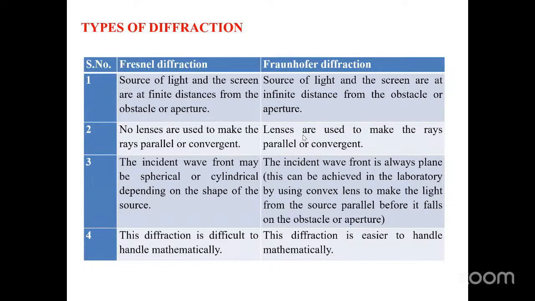We have been discussing two types, Fresnel and Fraunhofer diffraction. In Fraunhofer diffraction, the source, which is monochromatic light, and the screen are at infinite distances from the obstacle, where the obstacle means an aperture. Whereas in Fresnel diffraction, they are at finite distances from the obstacle or aperture.